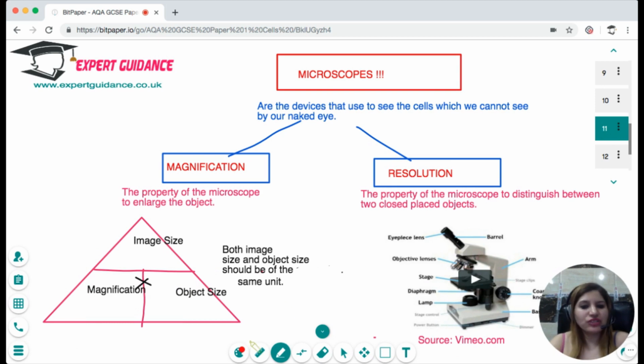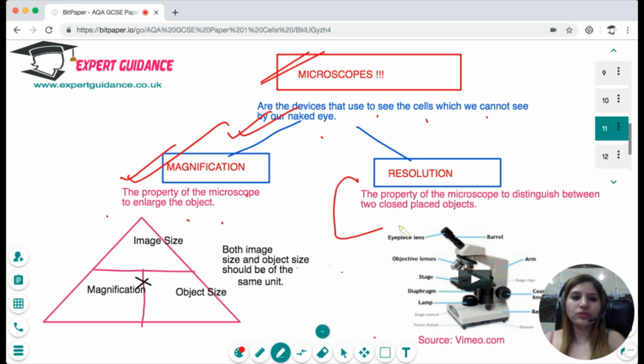Now the question comes in, the cells we cannot see by the naked eye. So we take the help of microscopes. Microscopes are the devices that are used to see the cells which we cannot see by our naked eye. And there are two properties of microscopes which are important, and you should know the definition of them. First is magnification. Magnification is the property of the microscope to enlarge the object, and resolution is the property of the microscope to distinguish between two closely placed objects.